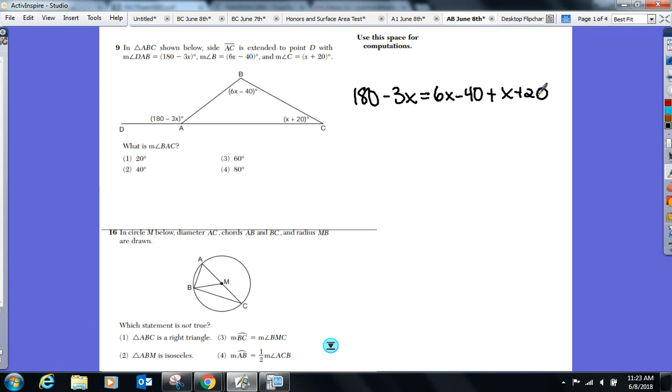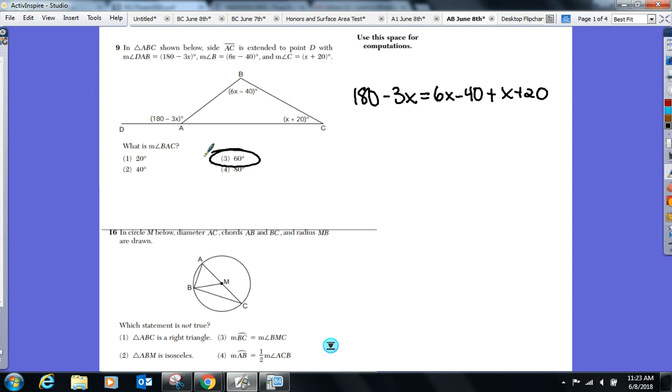Did anybody learn from my mistake 2 minutes ago? Yes, you are not a winner because you found X. Good question. Oh, wait. Get 60. Remember, you're not finding X, you're finding angle BAC, the angle next to the exterior angle. Okay, we all good?